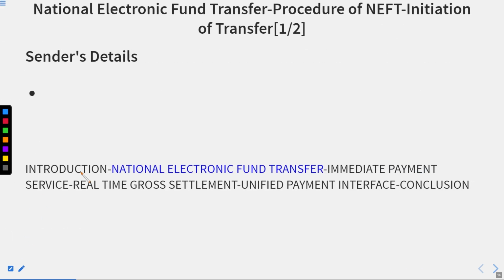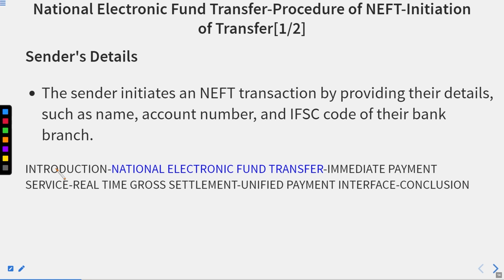After this, we have the procedure of the NEFT, like how the NEFT works. The first step is initiation of the transfer. How does the process of transfer start? First is the sender's details. The sender initiates an NEFT transaction by providing their details such as name, account number, and the IFSC code of their bank branch.